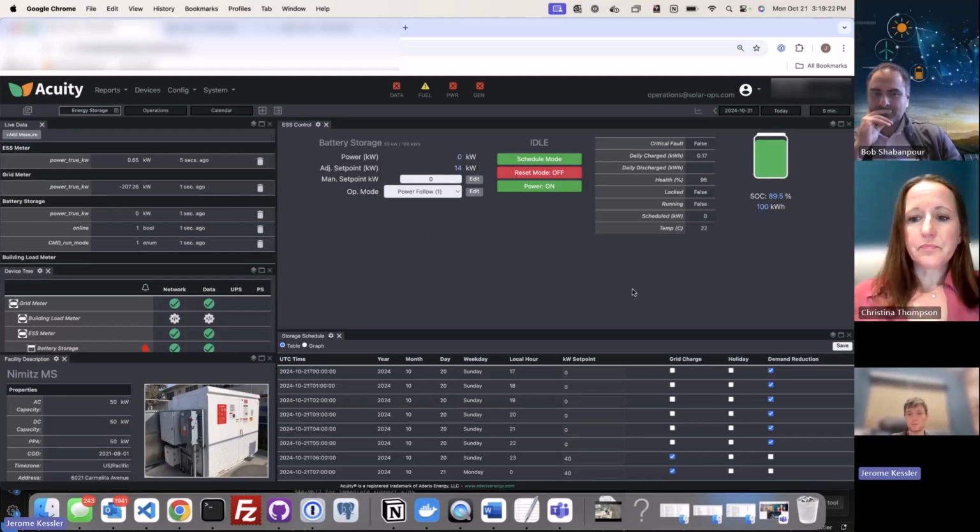So one of the first features is just basic monitoring. You can see state of charge, power, all the things that you need. Operation mode. So as well as monitoring, we also allow controls. You could set different operation modes.